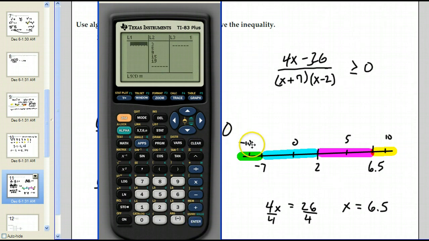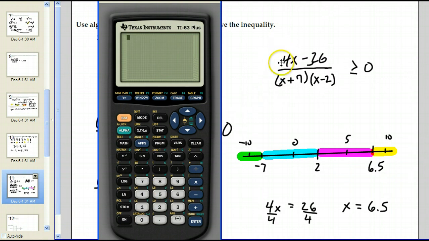Alright, and I'm going to put in all of these points. I'm going to put in negative 10, 0, 5, and 10. Okay, now keep note, they're in list 1. Alright, come back to the main menu.